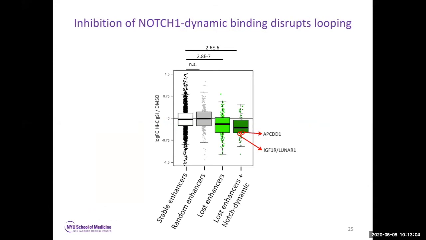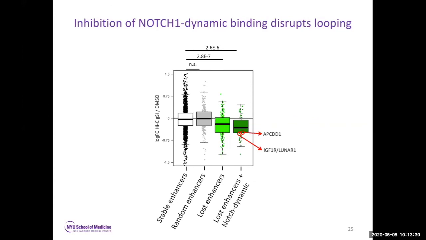And there's a pretty nice correlation between loss of these interactions and loss of looping events in genes that are classical Notch targets like APCDD1, as I've shown you, or the IGF1R, LUNAR1 locus that I've described in one of my first slides.